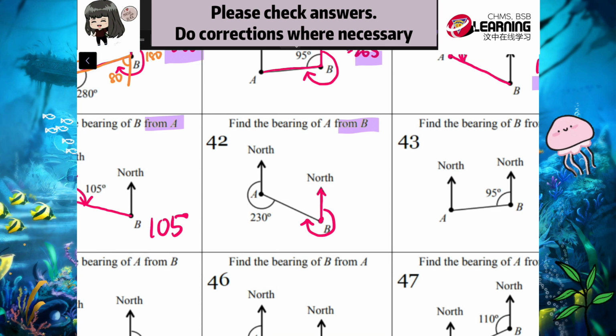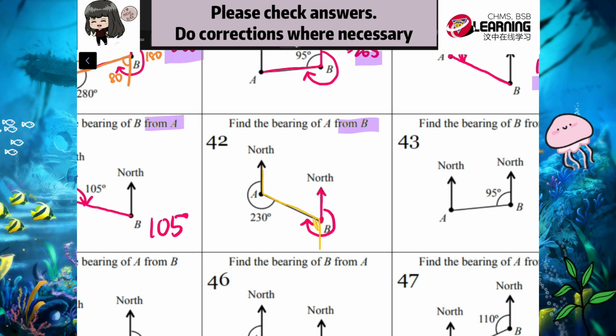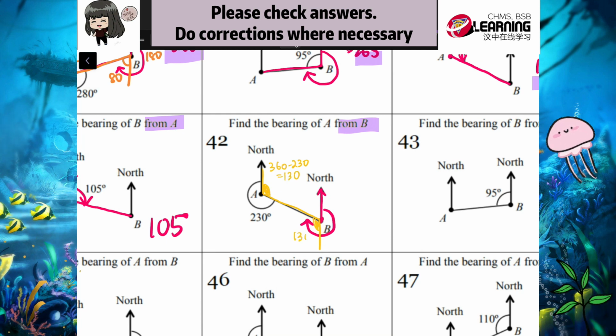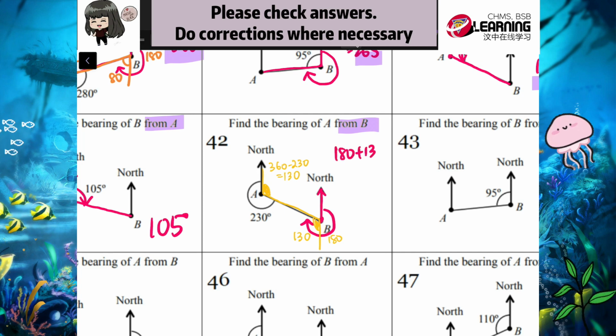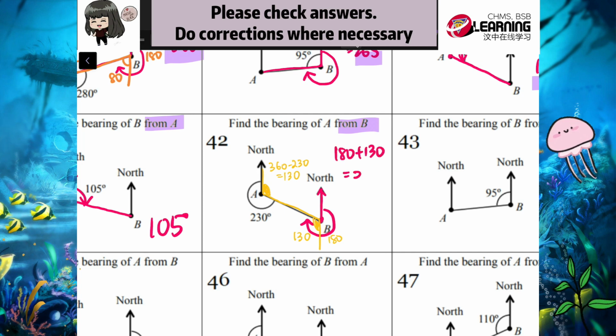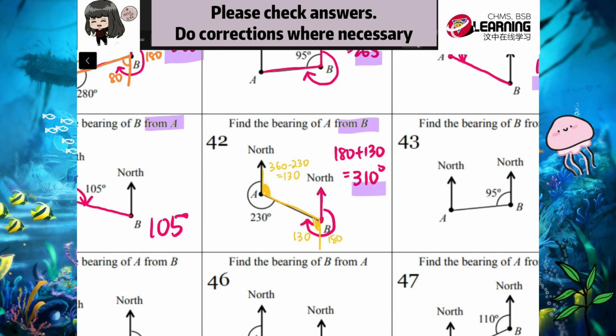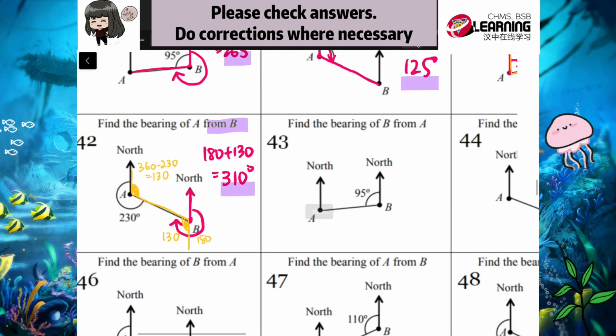Okay, so this question here, how we gonna do? So look at this. This is alternate Z. So you need to find this angle first. Before you find this angle, you need to find this angle. So this angle over here is 360 minus 230. So you get 130 degree. So here is 130, here is 180. So all together is 180 plus 130, which is 310 degree.